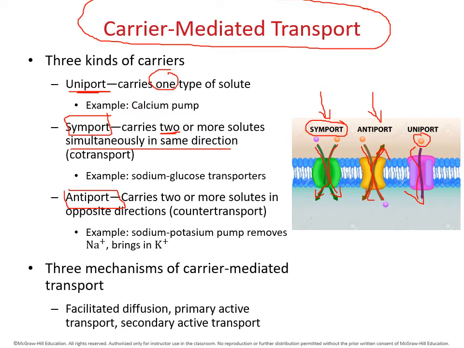Symport is you're moving 2 or more, but you're moving in the same direction. So we're either all going into the cell or we're all coming out of the cell. And antiport means 2 or more solutes, but you're going in opposite direction. Probably the best example of an antiport carrier-mediated transport is your sodium-potassium pump.